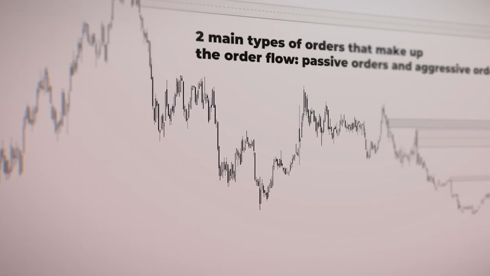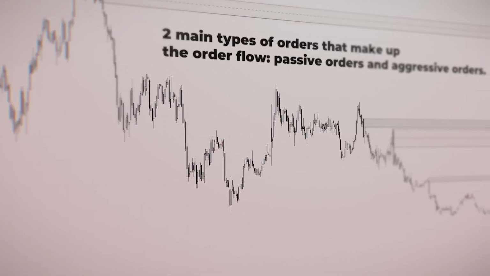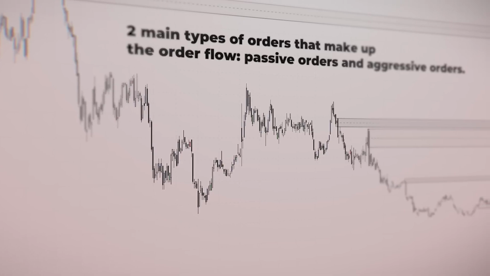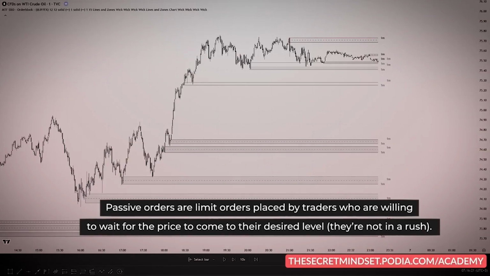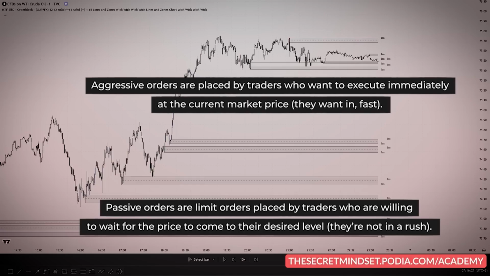Now, there are two main types of orders that make up this order flow: passive orders and aggressive orders. Passive orders are limit orders placed by traders who are willing to wait for the price to come to their desired level. They are not in a rush to get in. Aggressive orders are placed by traders who want to execute immediately at the current market price. They are not waiting around for a specific price.